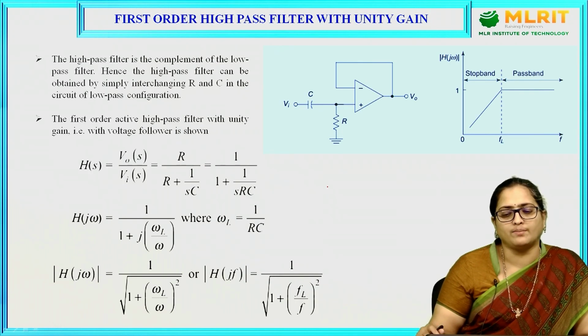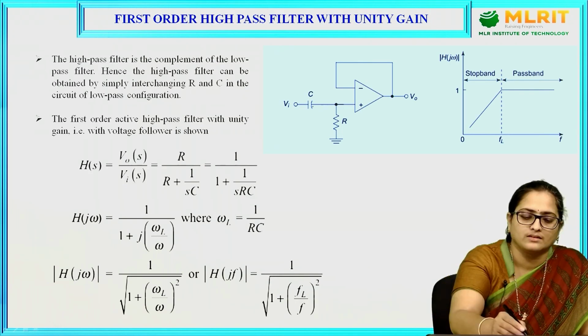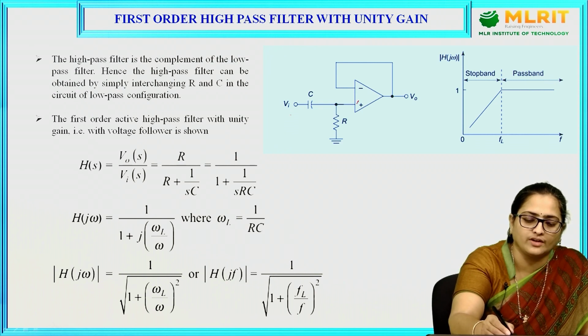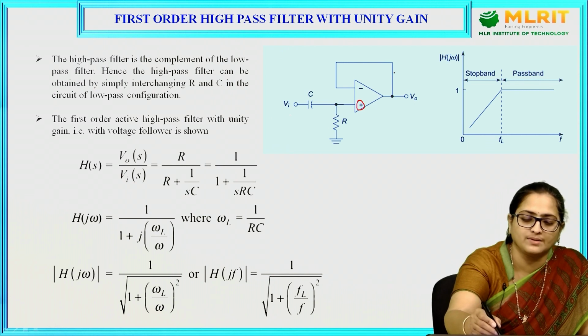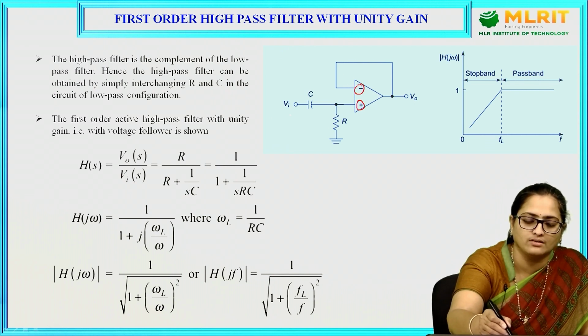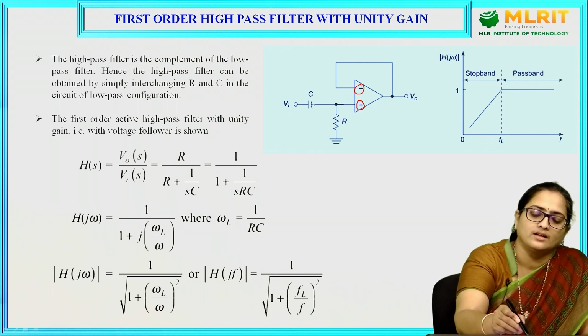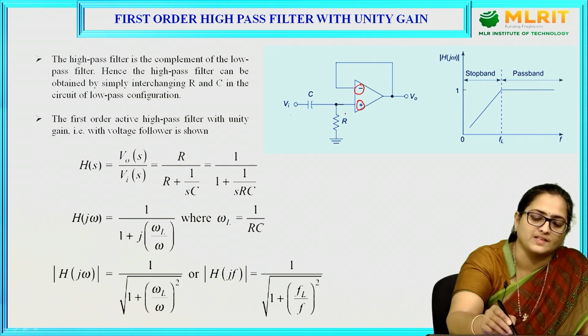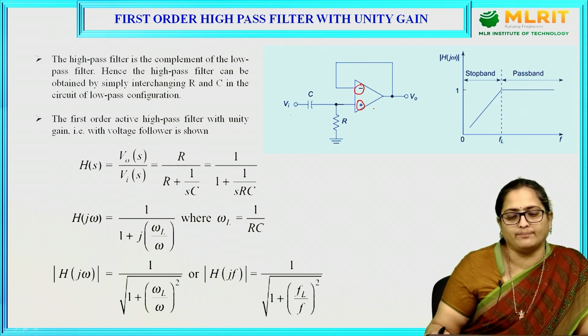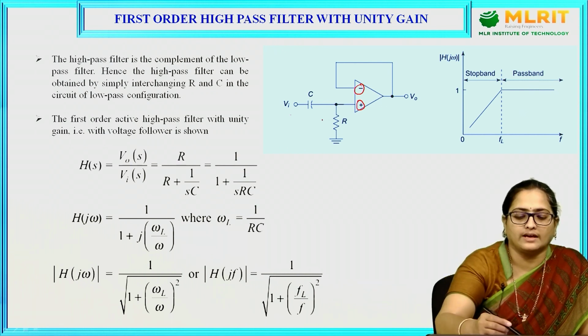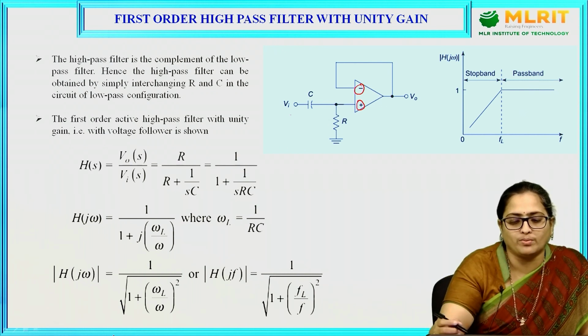First order high pass filter with unity gain. Input voltage has been given to the non-inverting terminal of an op-amp, and the feedback has been given to the inverting terminal of the op-amp, and a parallel combination of capacitor with resistor has been connected to the non-inverting terminal of the op-amp. This is exactly a replica of the low pass filter.